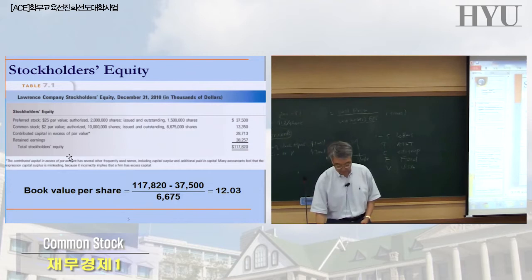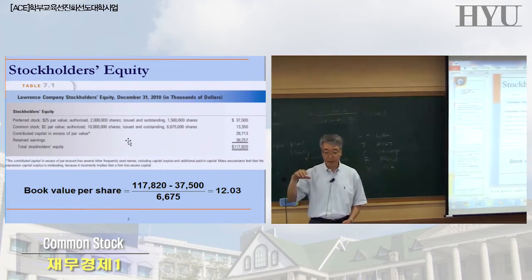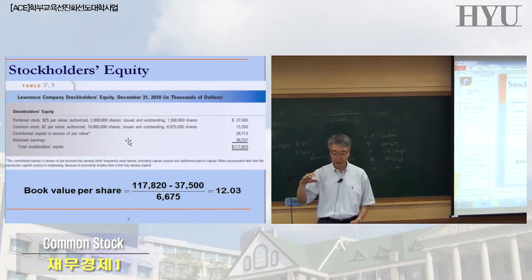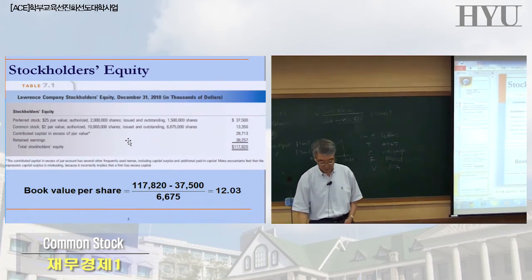So you've seen this kind of table before, right? This is the bottom part of the balance sheet on the liability side. On the liability side, you list the liabilities first, and after the liabilities, you list the equity. And preferred stock, apparently this company has issued preferred stock. You list the preferred stock value here. And the common stock, this company values the common stock at $2 par value.